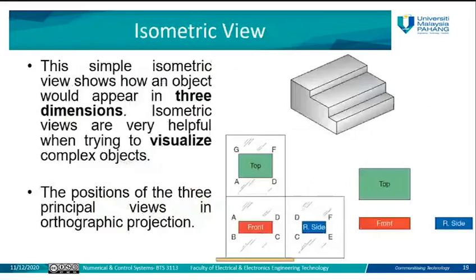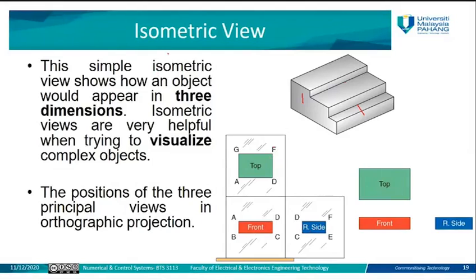There is also the isometric view, which provides you with three dimensions of the product. You can see the top of the product, the front, and the right side. The isometric view shows you the three dimensions of the product. From this angle of view, you can see three views: the top, the front, and the right side of this product.